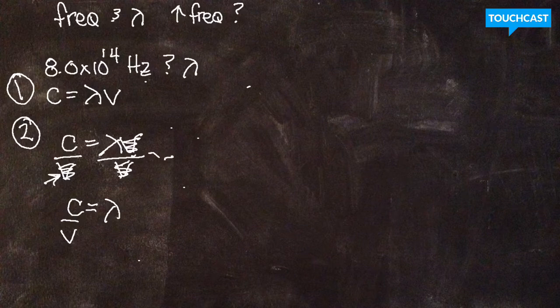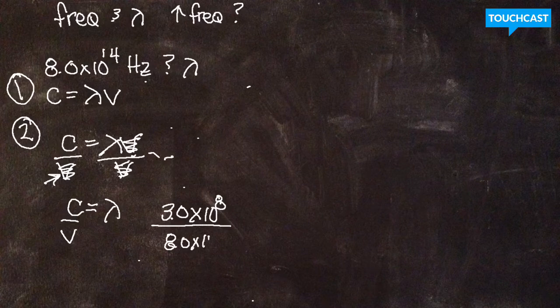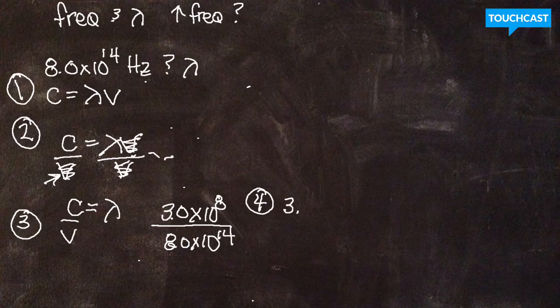So we know that the speed of light is 3 times 10 to the 8th, and we know that our frequency is 8 times 10 to the 14th. So this is step 3, plug and chug. Step 4 is to put your answer and make sure you have the right units. So we have 3.75 times 10 to the negative 17th.